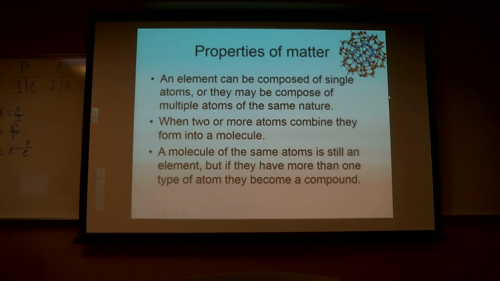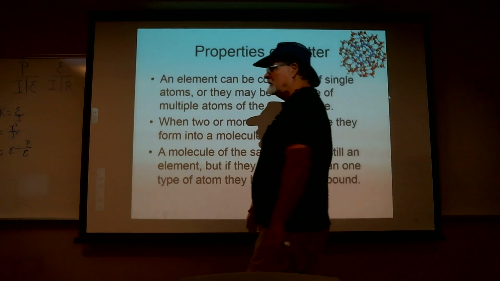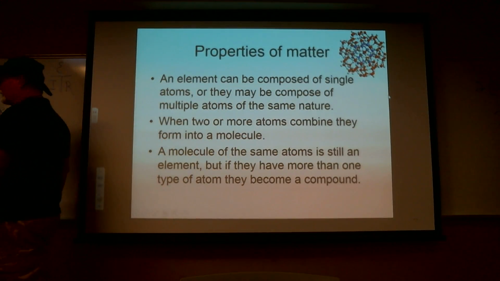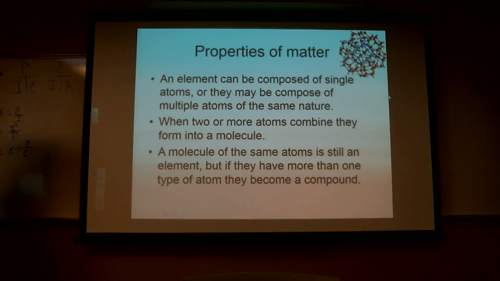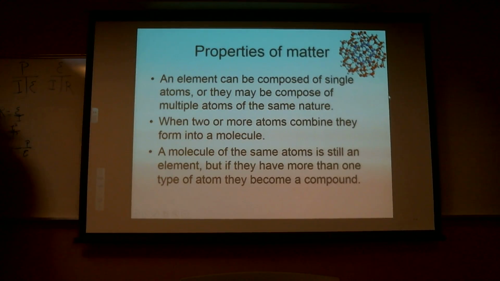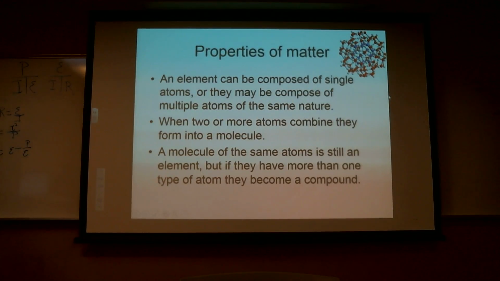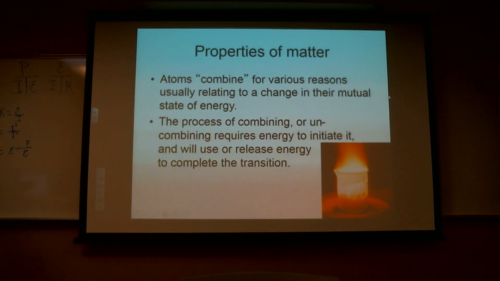If I have atoms of different elements, it becomes a compound. So if I mix a little bit of oxygen and a little bit of hydrogen, and I allow for a chemical reaction, which in this case will release some energy, the end result will be a compound. Whereas the 2 oxygens together in the O2 state, that's still an element. Okay.